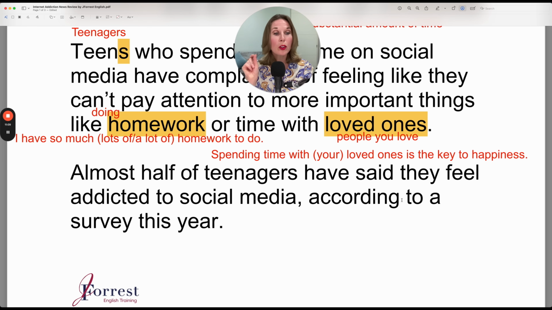Now notice with according, you need this preposition, and then you have a someone, a person, according to Jessica, according to my teacher, according to a survey. So it can be someone or something like a survey, a report, a news article.